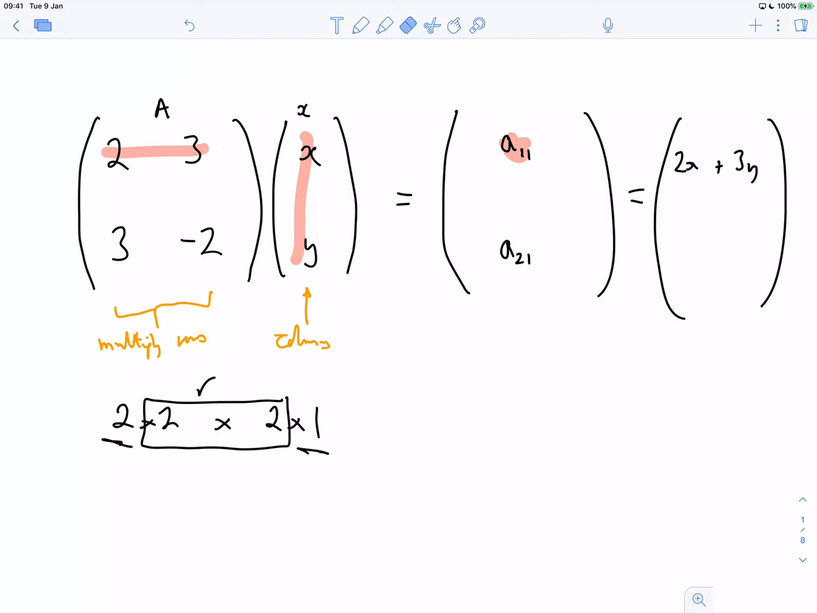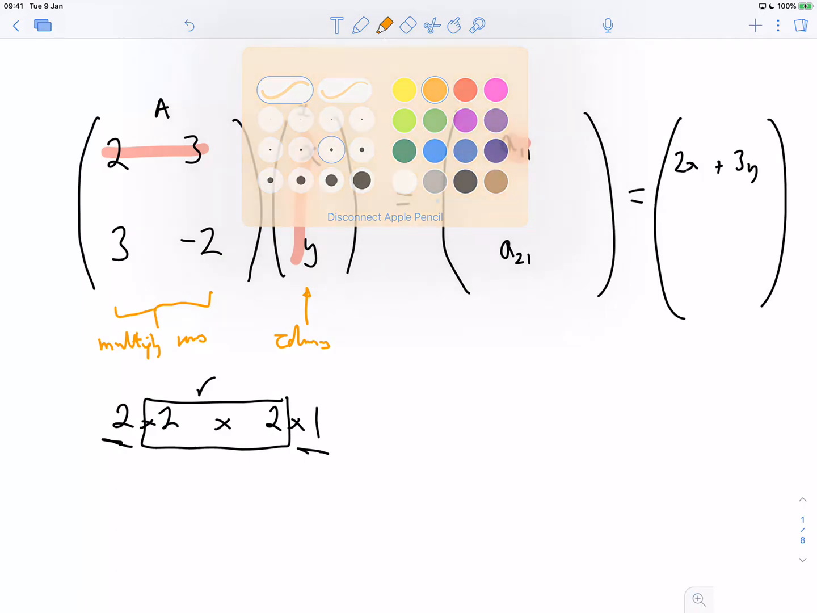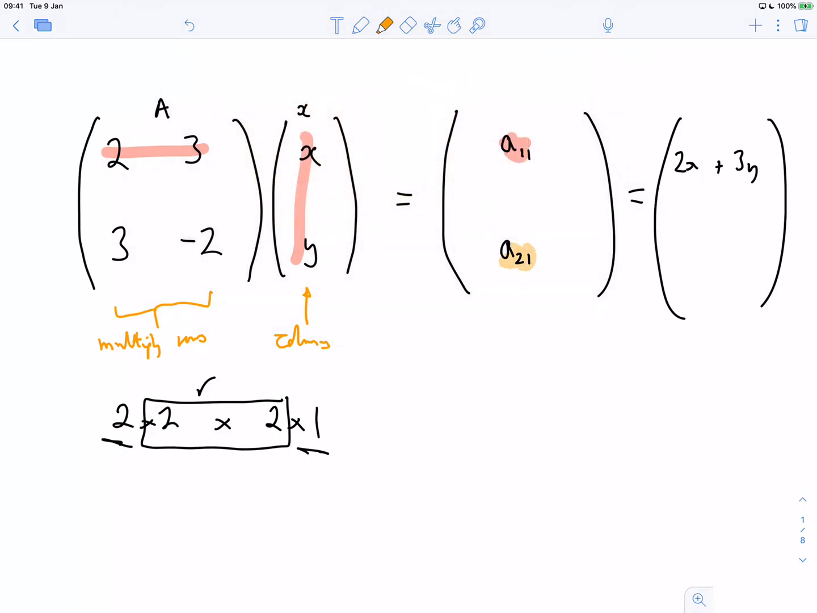Okay, now that's that one done. Now I've run out of that row and column, so now I move down to the next item. So that's the second row, first column. So I do 3 times x, first of each. So first of that row, first of that column. So 3 times x will be 3x. And the second item of that row, second item of that column, minus 2 times y is minus 2y.